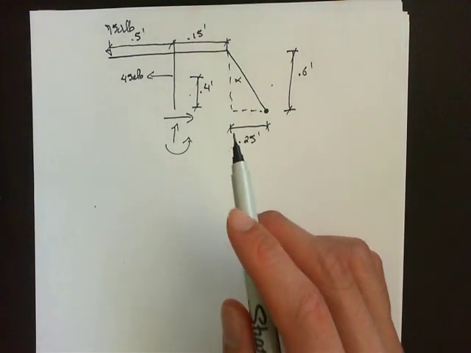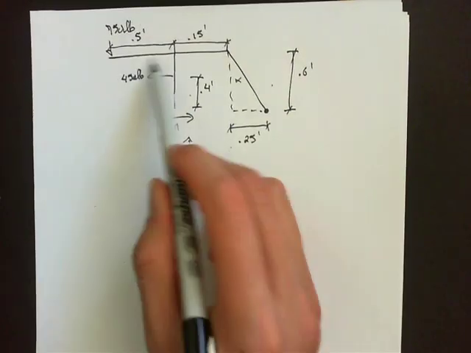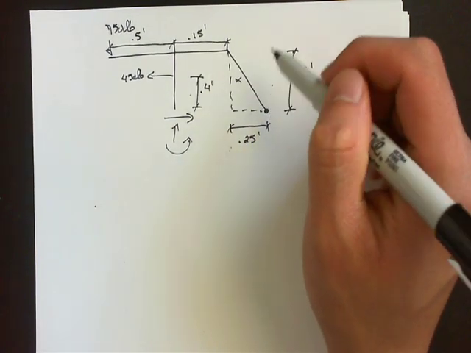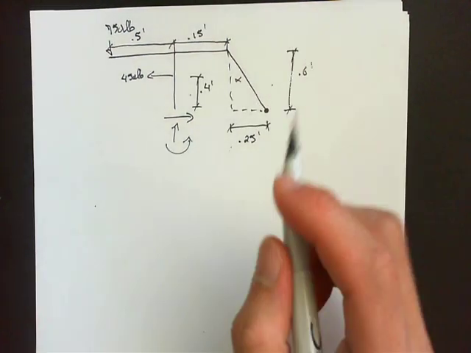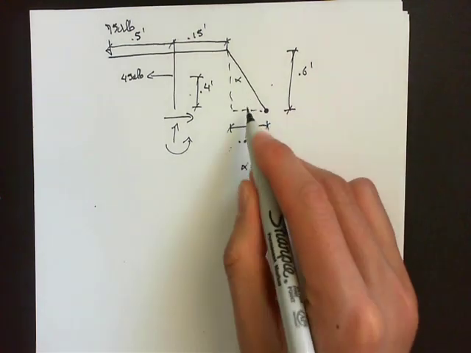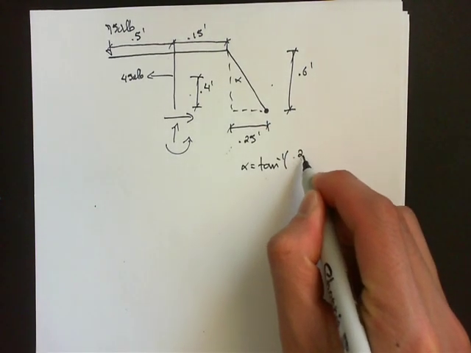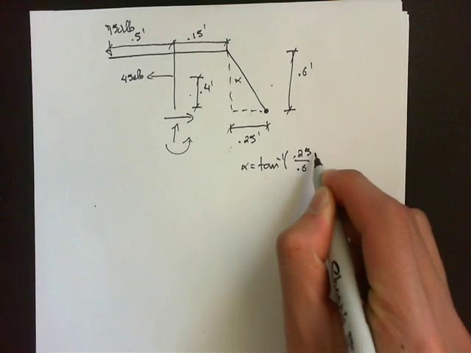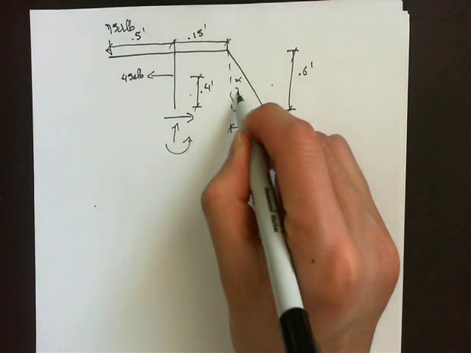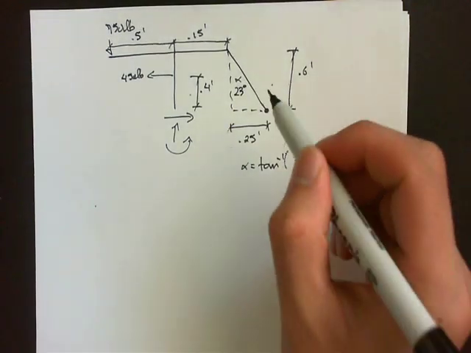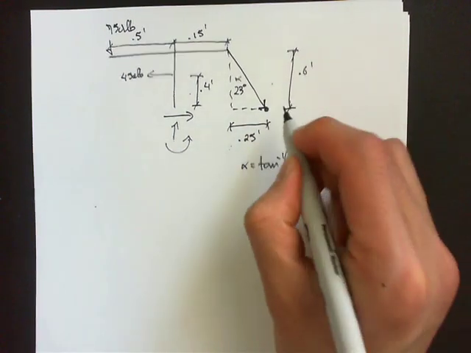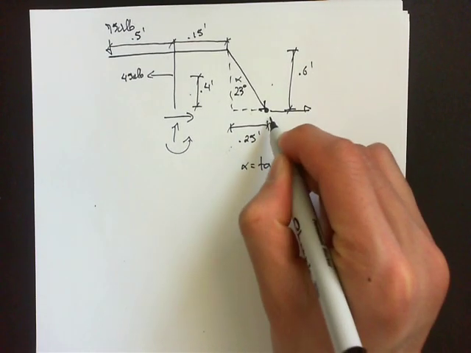Okay, so we start by drawing our free body diagram. So here we have our T-beam, and here we have our rope that's attached to the ground. Our angle alpha is equal to the inverse tangent of opposite over adjacent, so 0.25 over 0.6, which gives us 23 degrees. And we can assume that the tension is acting in this direction. So here's its x component and here's its y component.